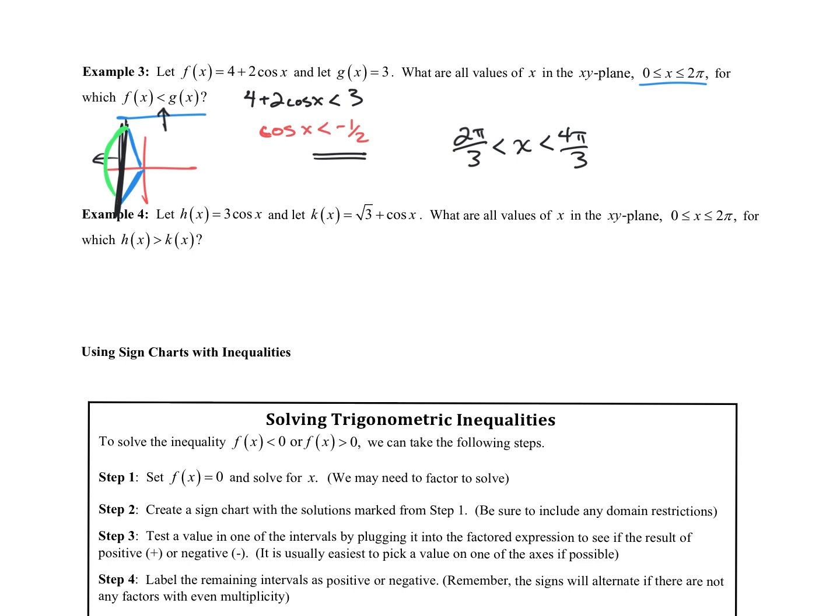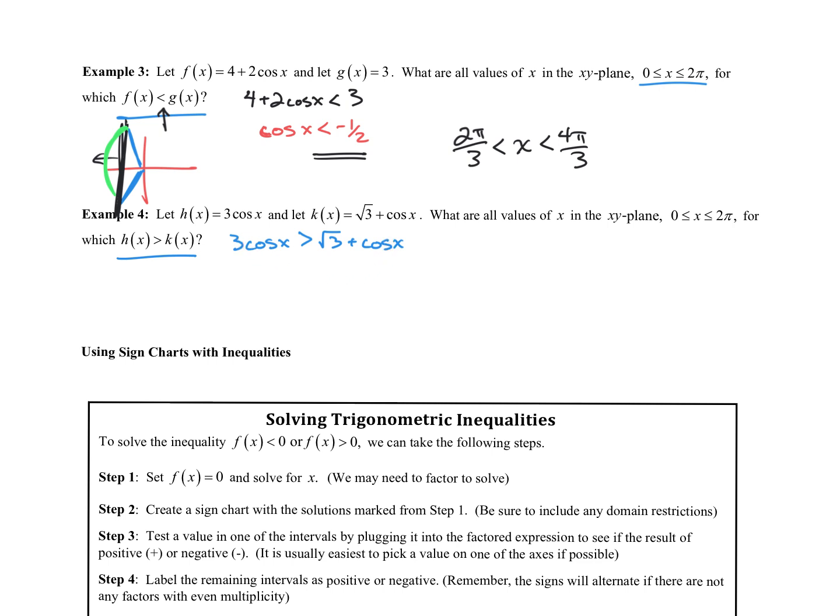Example 4. Let h of x equals 3 cosine of x, and let k of x equals square root 3 plus cosine of x. What are all the values of x in the xy plane, 0 is less than or equal to x, and less than or equal to 2 pi, for which h of x is greater than k of x? All right, fantastic. So now I'm just going to have 3 cosine x is greater than square root 3 plus cosine x. Again, I'm trying to get a trig function equal to a number. So what is my first step? I first should do what?